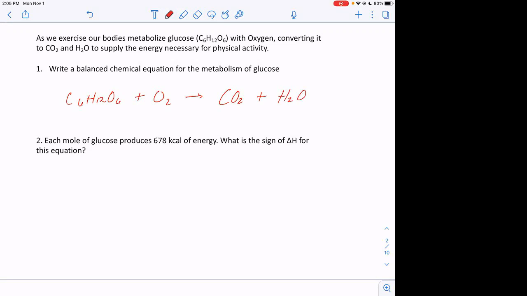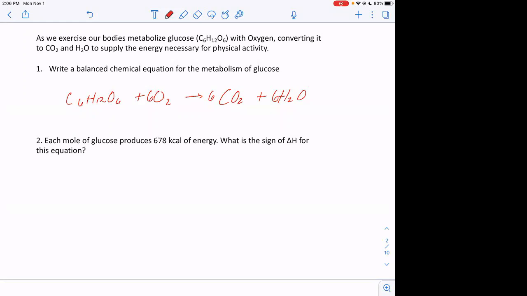So we have 6 carbons on the reactant side in glucose. So we need 6 on the product side. So I'm just going to put 6 in front of CO2. And then we got 12 hydrogens. So I need 12 over here. So I'm also going to put a 6 in front of water. And then 6 times 2 is 12 oxygens there, plus 6 more is 18. And I already have 6 over here in this. So if I'm trying to get 18 total on this side and I already have 6, I just want 12 more out of this molecule. So I'm going to put a 6 right there. So your coefficients are 1, 6, 6, 6.